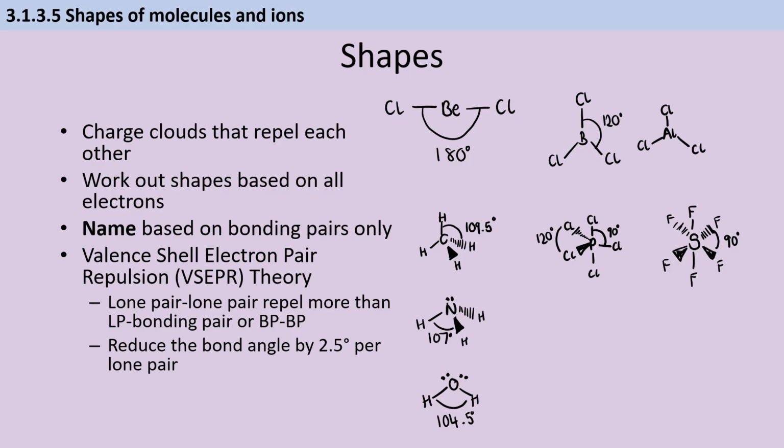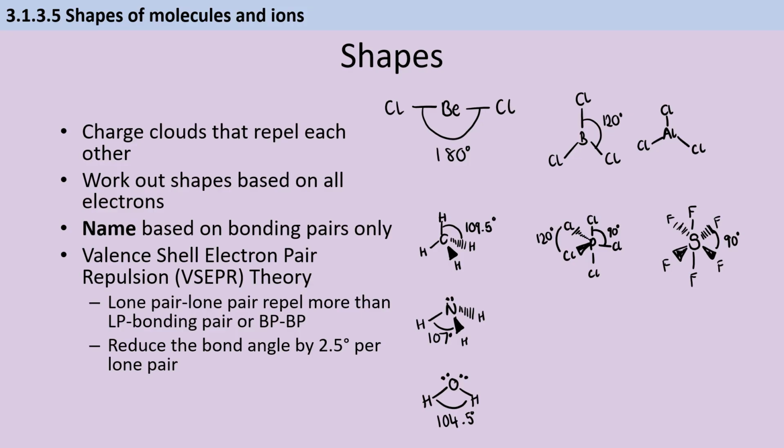Linear molecules have a bond angle of 180, and watch out because this one often comes up while you have something that you think has lots of extra lone pairs, but when you're naming it, it's just linear because it only has two bonding pairs. Then trigonal planar molecules have a bond angle of 120, and your basic tetrahedral has a bond angle of 109.5.